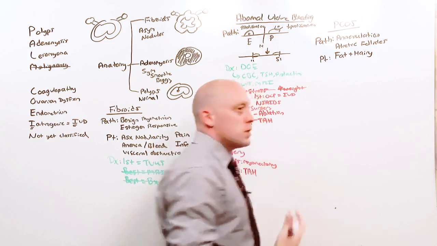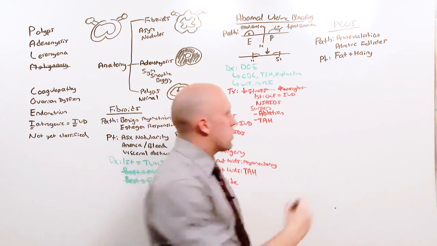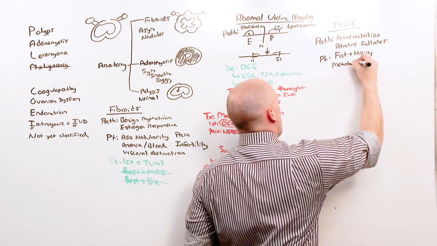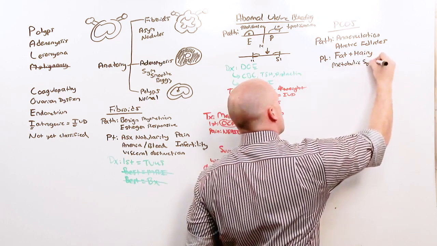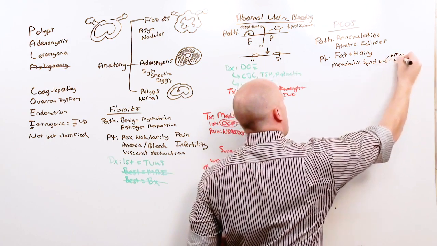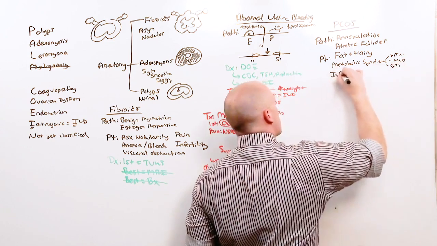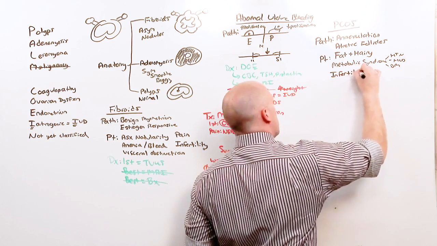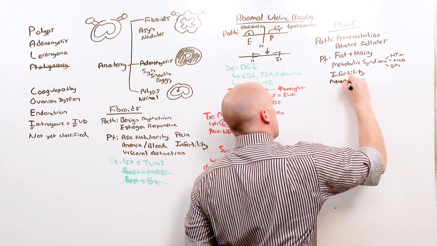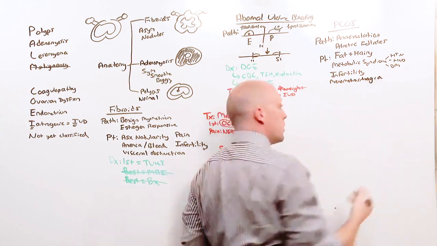But more importantly, PCOS is an endocrinology disease. So you're going to look for things like metabolic syndrome, not just obesity, but you're also going to see hypertension, dyslipidemia, diabetes. And these patients will present with infertility because of anovulation and also menometrorrhagia. They have no control over their periods and they're highly variable.